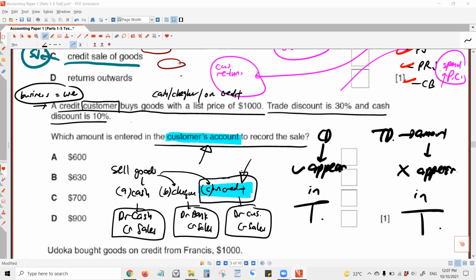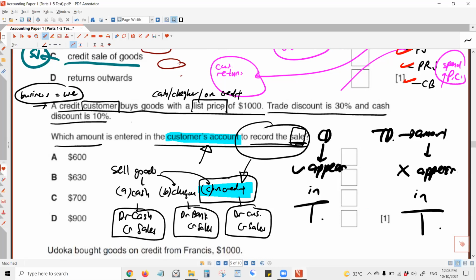It's on credit. And another reason I know that we are not customer here, because it says to record the sale. Why do you record the sale? Because we are supplier. Agree? Which amount is entered to record the sale? That means we are supplier, because it says sale. Okay, so it's on credit. Sell goods on credit to customer.